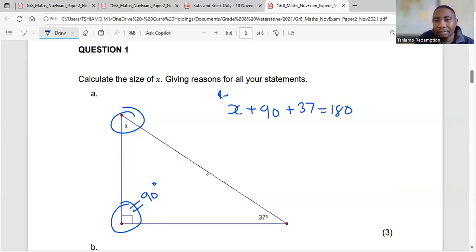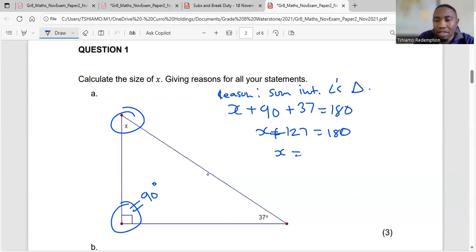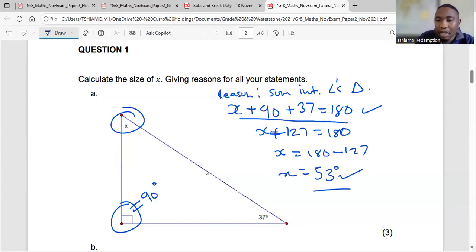Then what will be my reason? Sum of interior angles in a triangle, angles inside a triangle. And I'm going to calculate there: 90 plus 37 is 127. X plus 127 equals 180, and then I'm going to subtract 127 on both sides, so that I have 53, so 53 degrees. You get a mark for setting up the equation, a mark for the answer, and a mark for the reason.